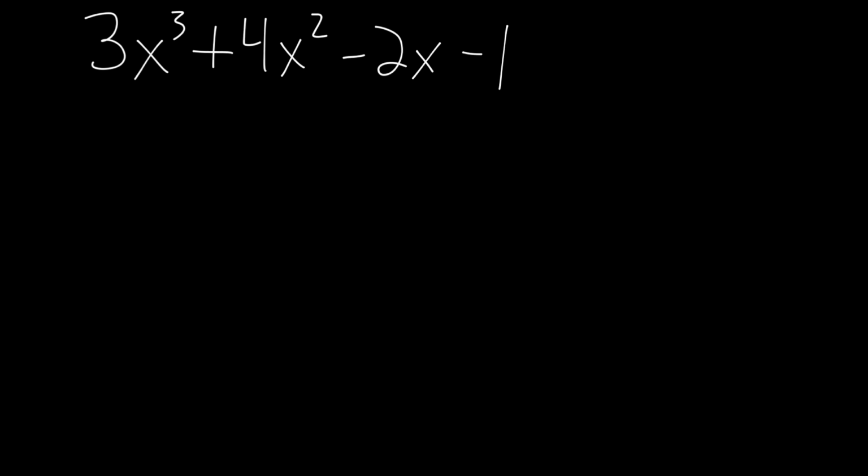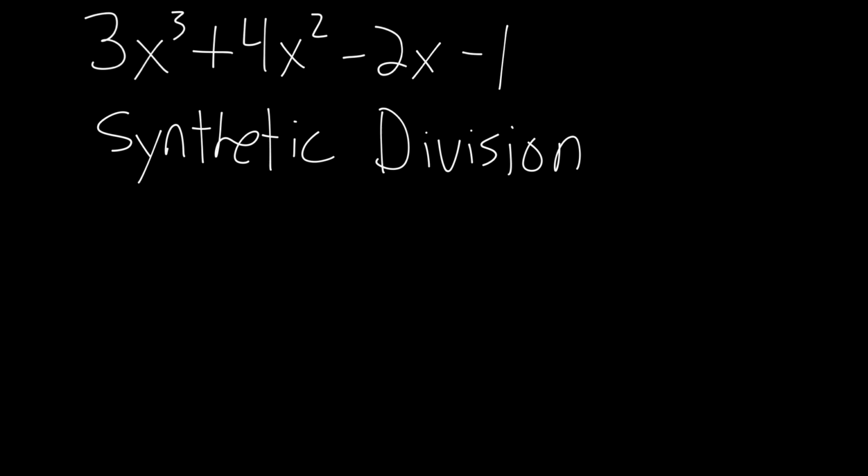Suppose you're given an equation like 3x cubed plus 4x squared minus 2x minus 1, and you're asked to factor the equation. One method you can use is known as synthetic division. Synthetic division allows you to quickly check if a number is a factor of the above expression.